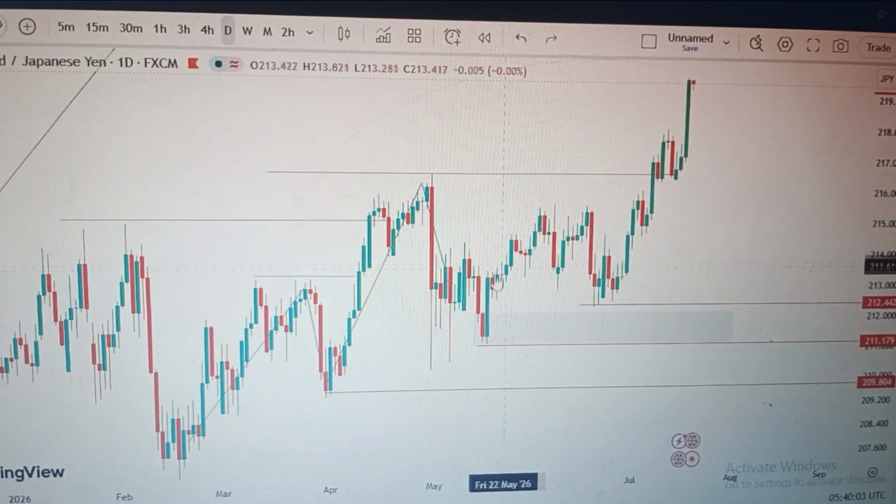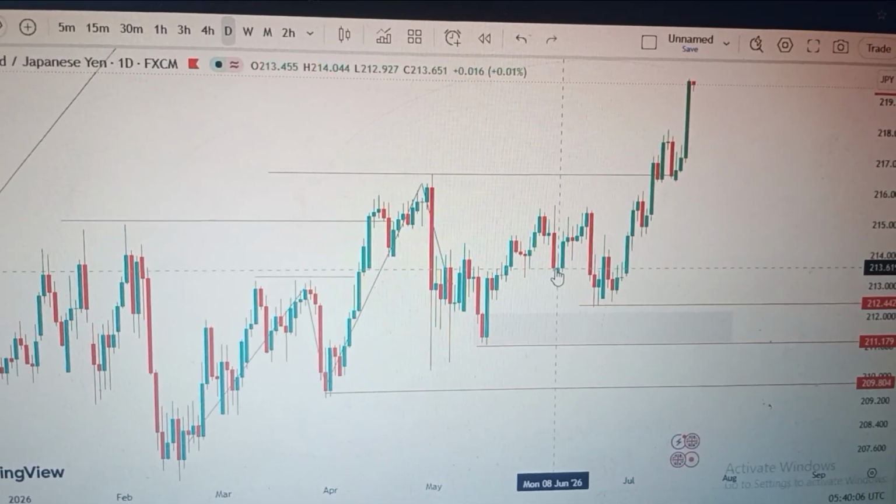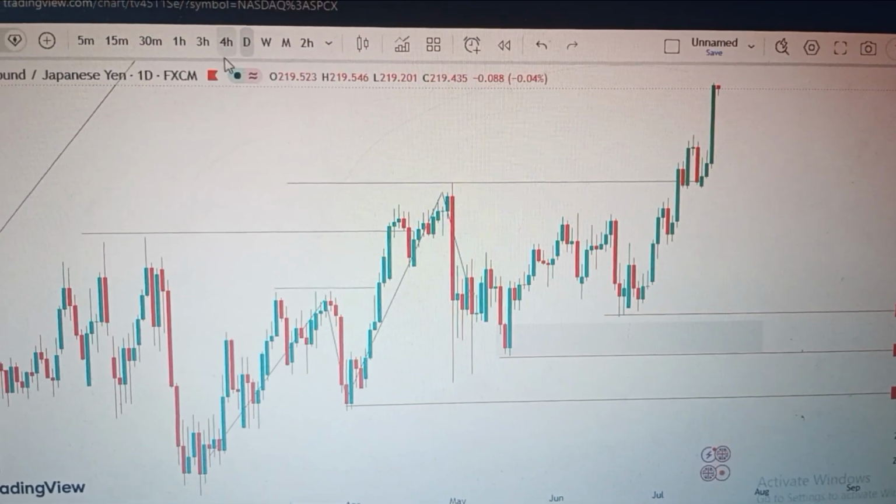So I placed one trade. So after this loss, there was one trade I placed here. So let me quickly go to the 4 hour to share it with you.